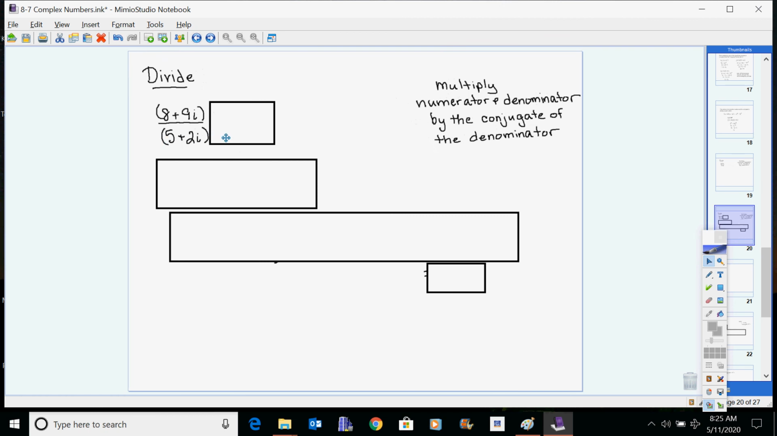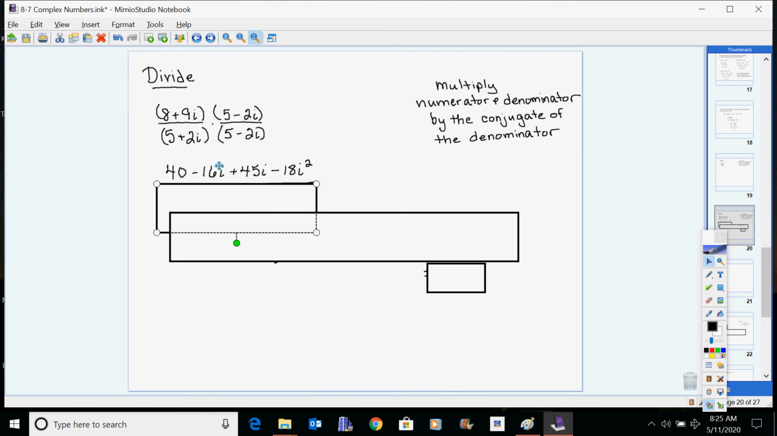So you look at your denominator and you figure out the conjugate, which means you make it into a minus. Anything over itself gives you a 1, so this is legal to multiply this by 1. It keeps the same value. Our numerator, we need to distribute twice, okay, like this. So our 40, our minus 16i, our plus 45i, our minus 18i squared.